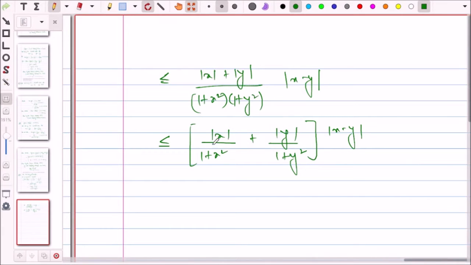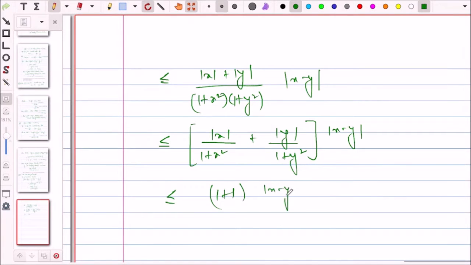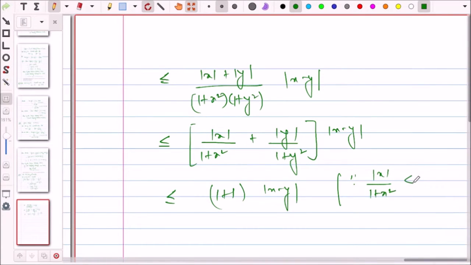Now this term is less than 1, and this term is less than 1. You can simply say that because this is 1 plus x square, if x is lying between minus 1 and 1, then mod x is smaller than 1 and the denominator is greater than 1, so the number is less than 1. If x is greater than 1, then x square is greater than mod x, so again the numerator is smaller than the denominator. In either case the numerator is smaller than the denominator. So this is less than or equal to 1 plus 1 times mod x minus y, since mod x upon 1 plus x square is less than 1 for all x belonging to R.